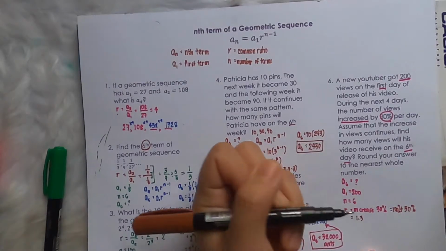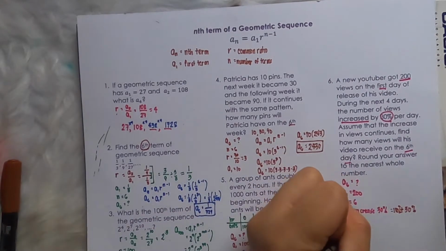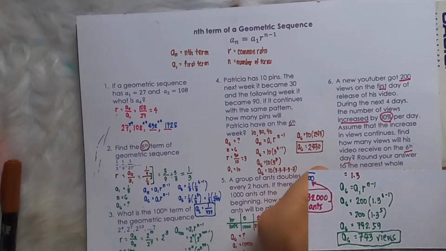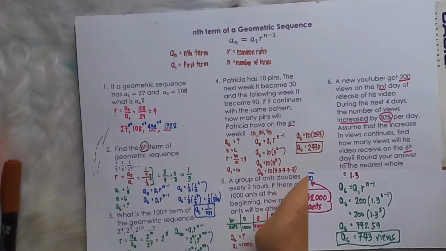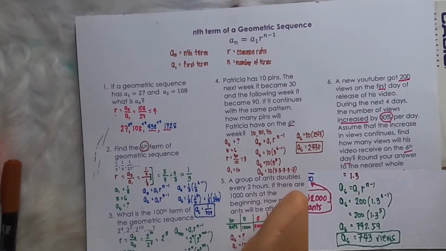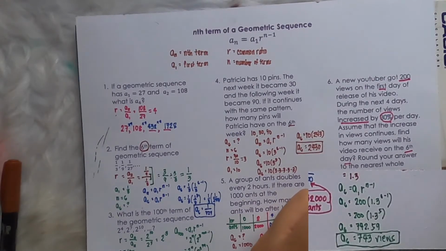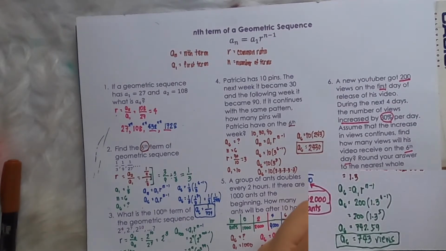We now have 1.3. So since meron na tayo ng mga given, we can now use our formula a sub 6 equals a sub 1 times r raised to n minus 1. A sub 6 is equal to 200 times 1.3 raised to 6 minus 1. Again, unahin po muna natin yung exponent. You now have 200 times 1.3 raised to 5.